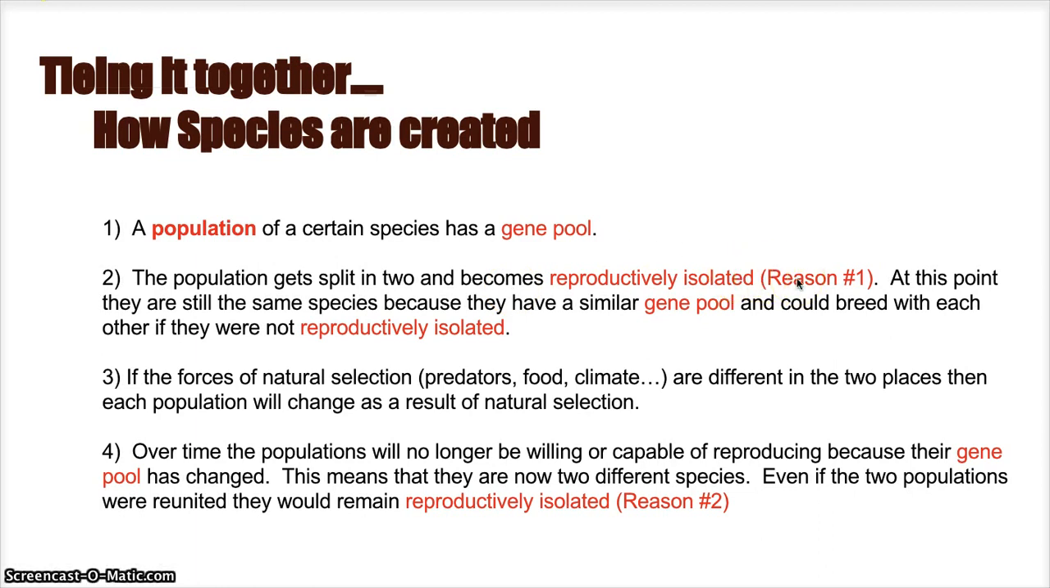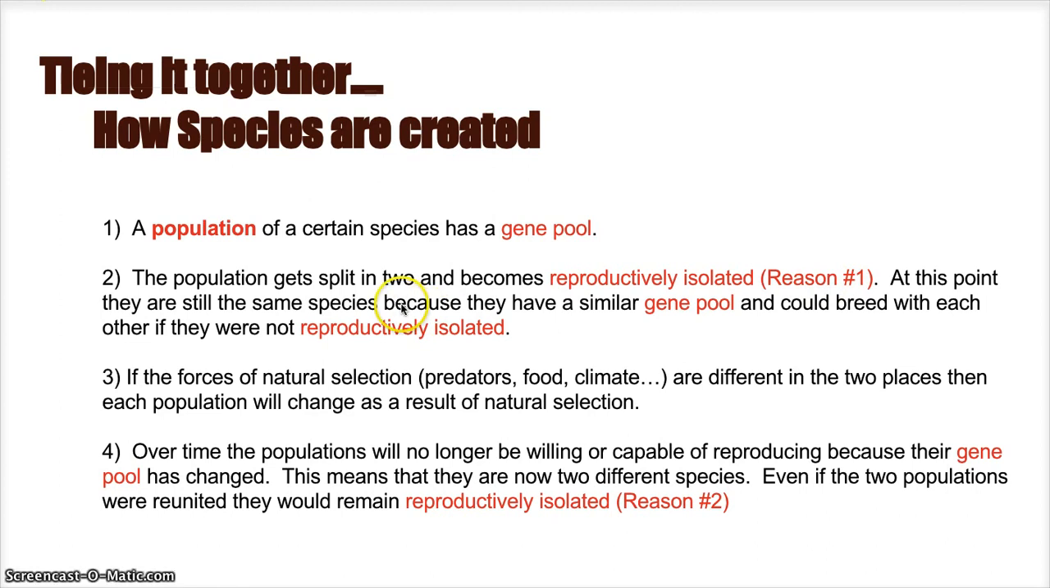An animal gets washed to a new island. There's lots of examples of animals getting washed from one island to another, and all of a sudden they're reproductively isolated because they're on a new island. That's the first reason for reproductive isolation. If you remember from yesterday, there's two ways you can become reproductively isolated.